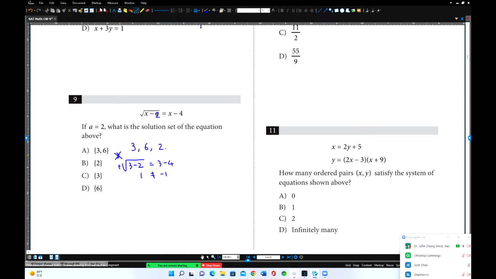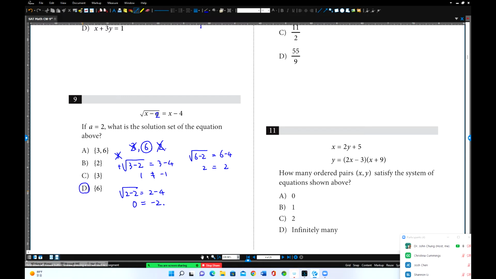3 is not correct. Put this number 6 in there. 6 minus 2 equals the square root of 6 minus 4. The square root of 4 is 2. This is 2. This is okay. Now put this number 2 there. 2 minus 2 equals the square root of 2 minus 4. 2 definitely not, right? The left hand side is 0, the right hand side is still -2. Okay? So only 6 is the answer, okay?